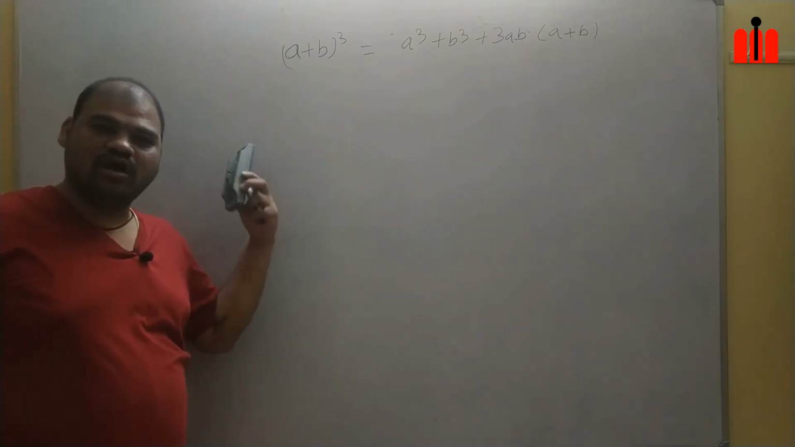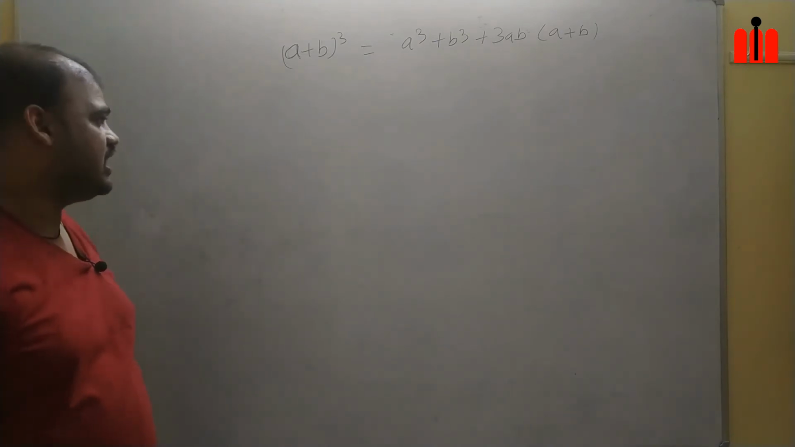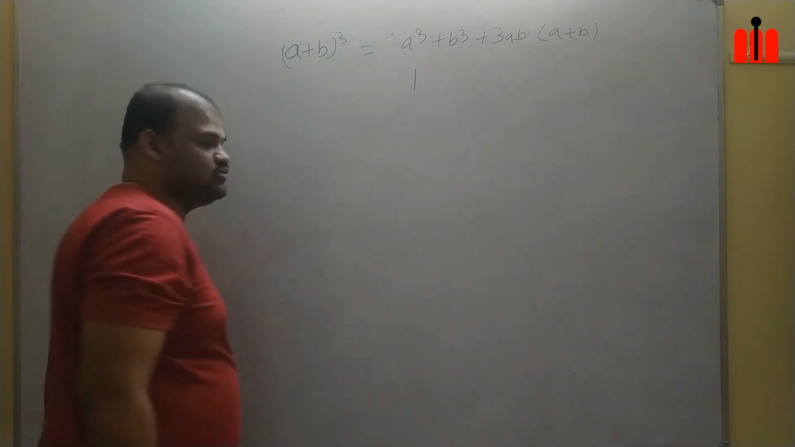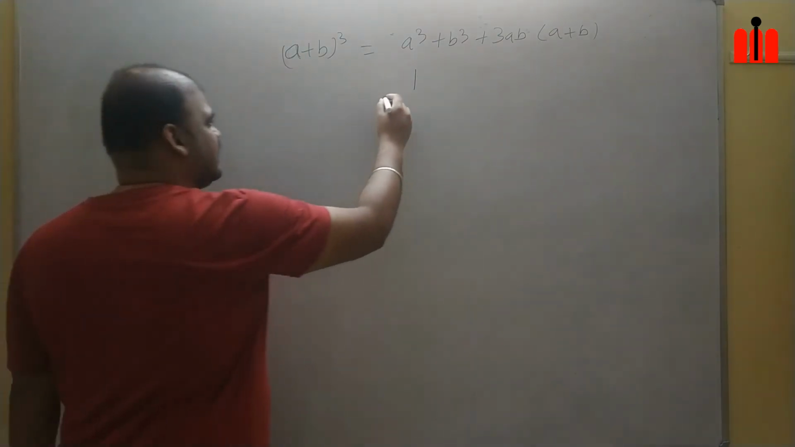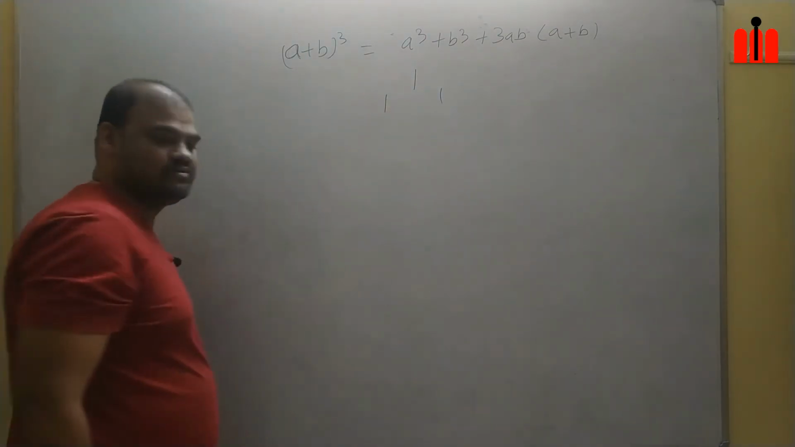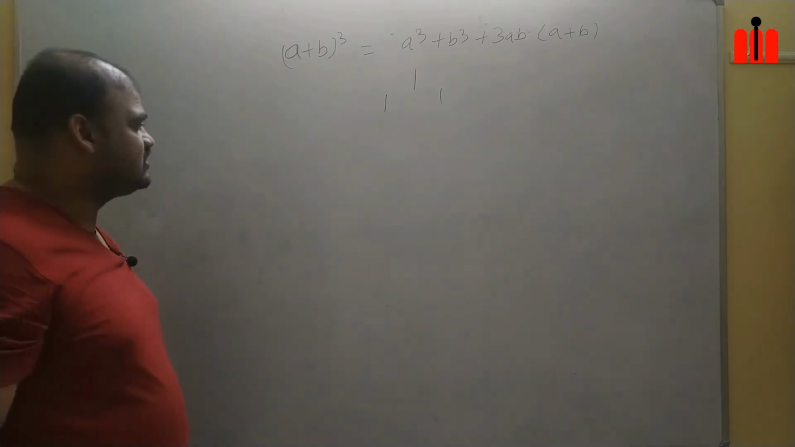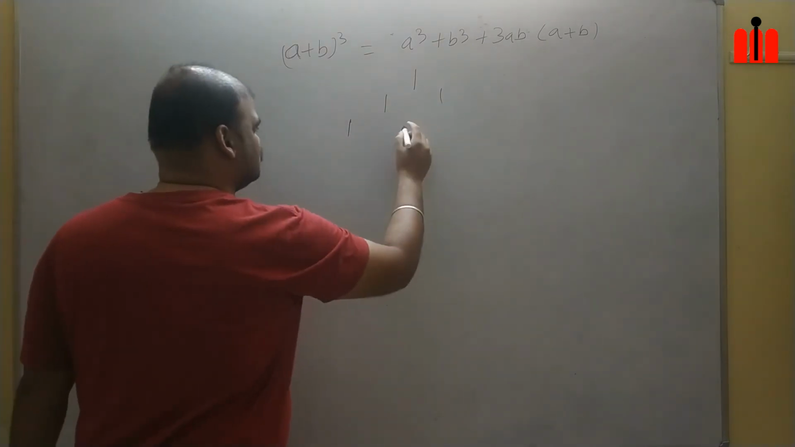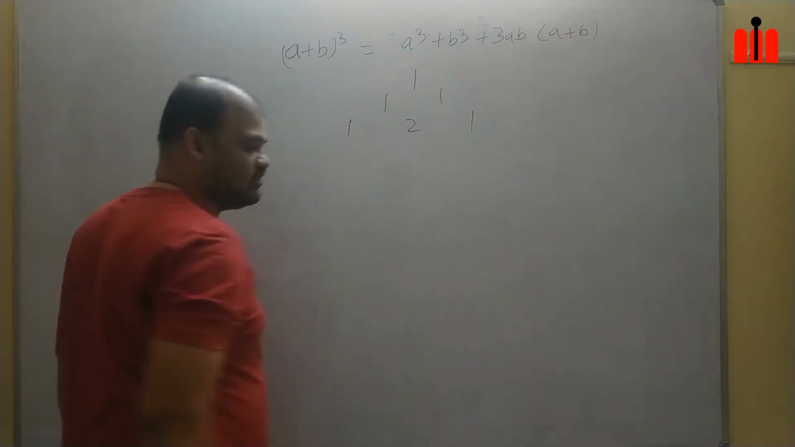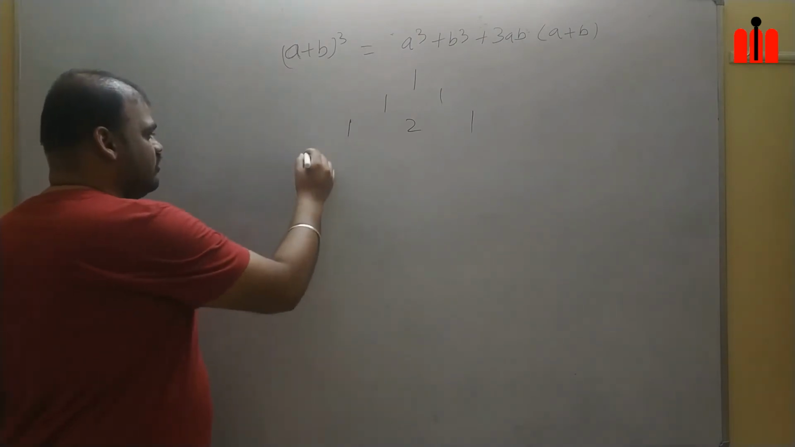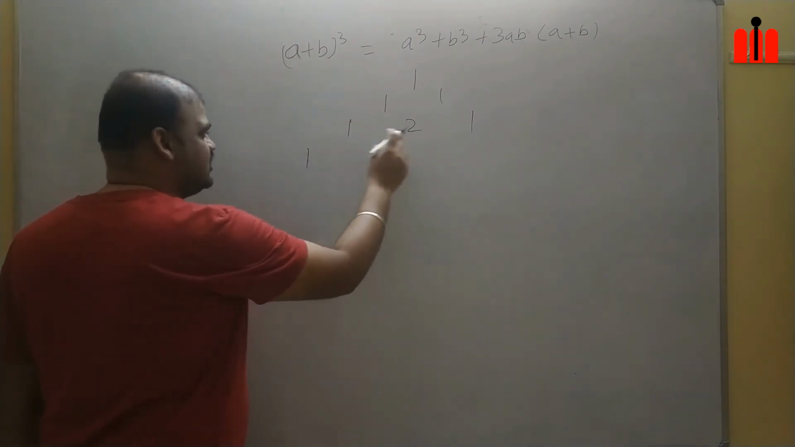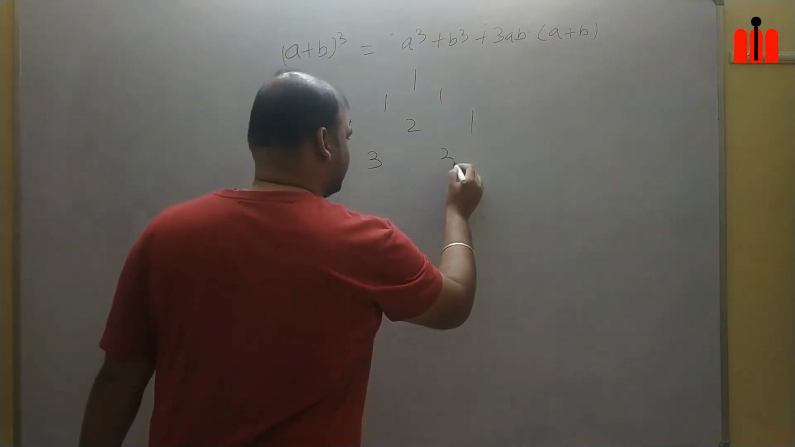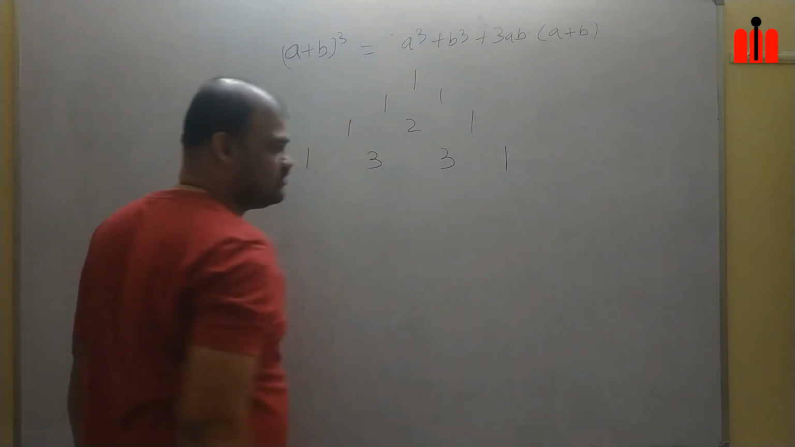How to get this formula of a plus b whole cube by using Pascal triangle? So how to write Pascal triangle? First you write 1. After that you write 1 1. After that it is self-explanatory. First you write 1, you add these two, you get 2, and after that 1. Now first you write 1, you add 1 and 2, it becomes 3, and 2 plus 1 becomes 3, and at last it is 1.